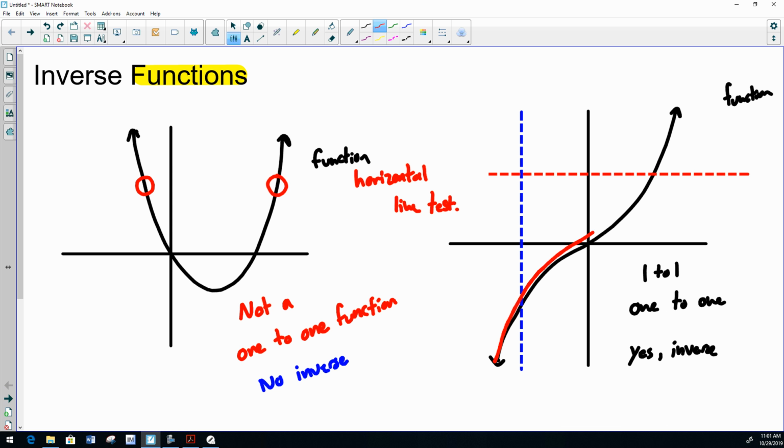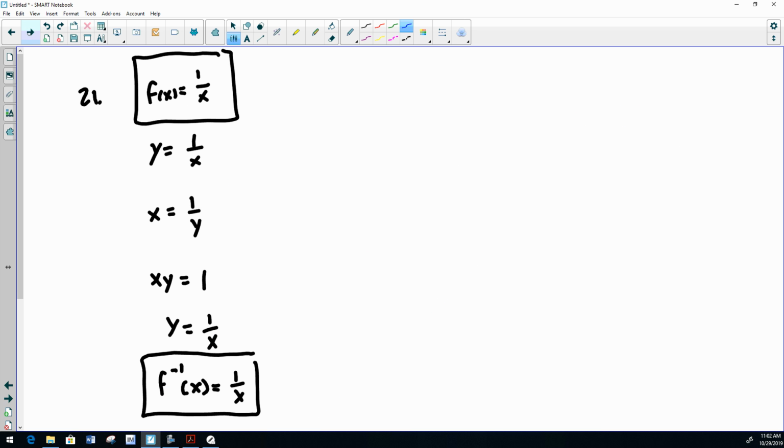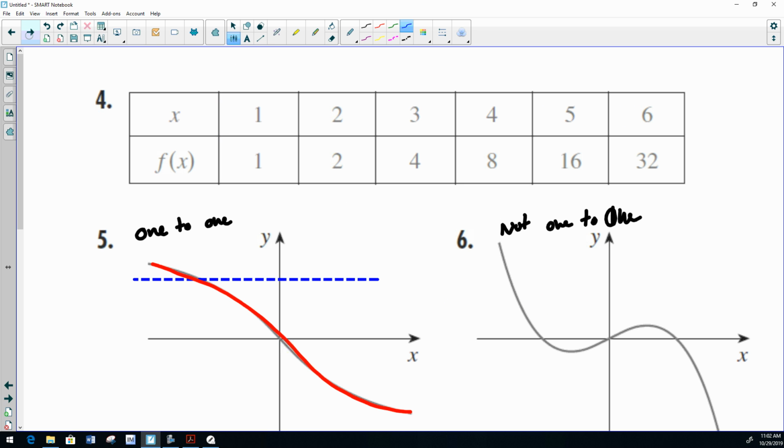Number seven, hopefully it's obvious, it fails the horizontal line test. I'll just put no. I'm going to start abbreviating. No. Eight was yes. Nine, can you guys graph that in your head really quickly? What does that look like? Is that a parabola? It's a line. What kind of slope does it have? So is it fair to say it's always increasing? So the answer is yes.